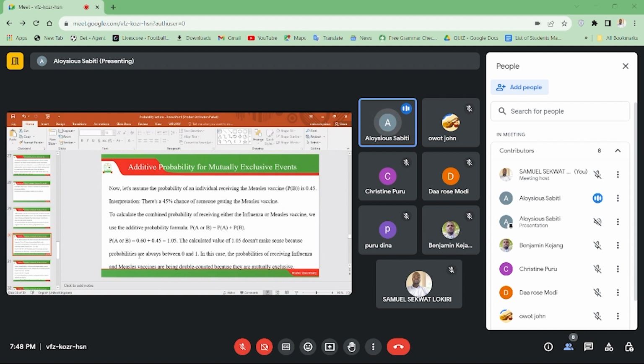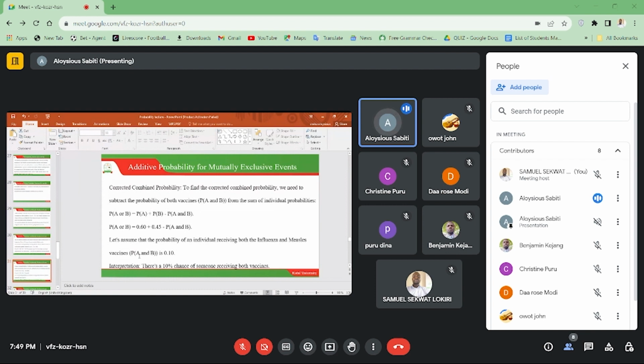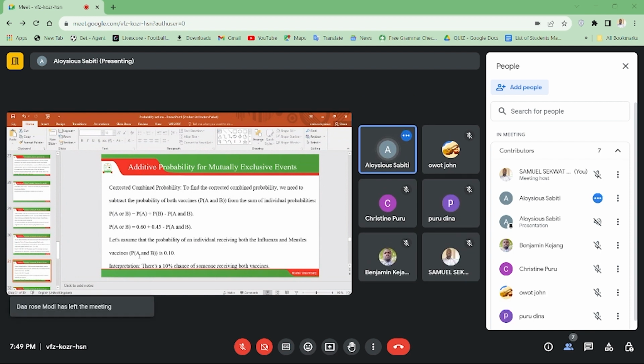Now, in this case, the probabilities of receiving the influenza and measles vaccine are being double counted. We are double counting them because they do not have any similar probability to be able to ascertain the probability of someone being able to get either A or B, because then this person cannot get both. So to find what we call the corrected combined probability, we need to subtract the probability of both vaccines from the sum of individual probabilities.